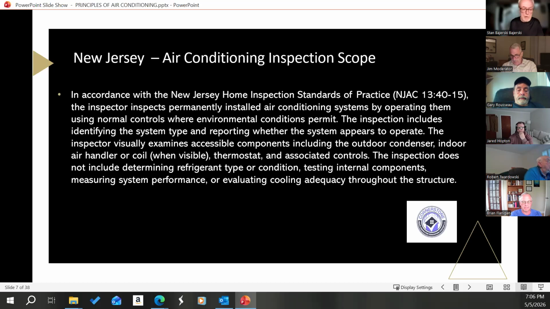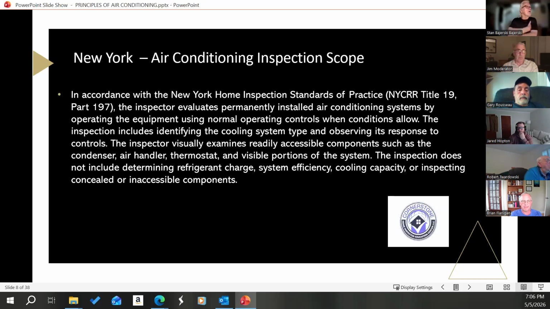adequacy throughout the structure. And I believe last but not least, good old New York. Inspector evaluates permanently installed air conditioning systems by operating the equipment using normal operating controls where conditions allow. The inspection includes identifying the cooling system type and observing its response to controls. The inspector visually examines readily accessible components such as a condenser, air handler, thermostat, and visible portions of the system. The inspection does not include determining refrigerant charge, system efficiency, cooling capacity, or inspecting concealed or inaccessible components.